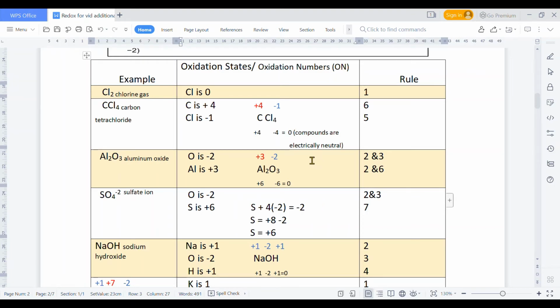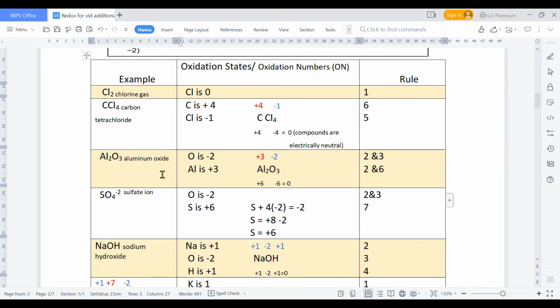Okay, so minus 1 times 4 is minus 4. We need a similar number with opposite charge so that this will become 0. So that would be plus 4. That is why carbon is plus 4. Plus 4 plus minus 4 is equal to 0. It is now electrically neutral because it is 0.